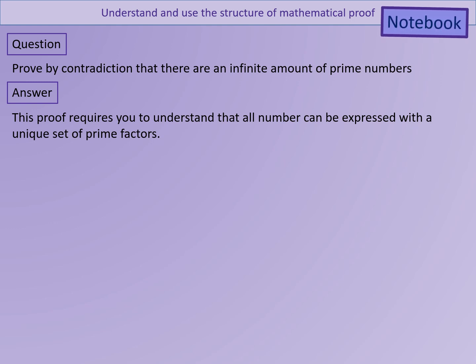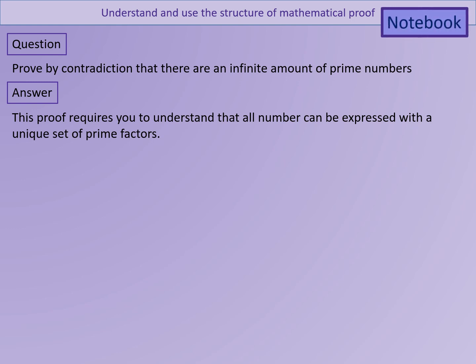Every single number out there has what we call a unique set of prime factors. It doesn't matter what number you have, you could write it as a set of prime factors. For example, the number 10 has the prime factors 2 and 5. 2 times 5 is 10. No other number has just 2 and 5 as its prime factors. So every single number always has a unique set of prime numbers.